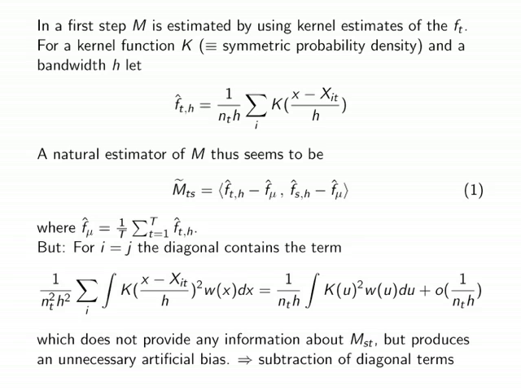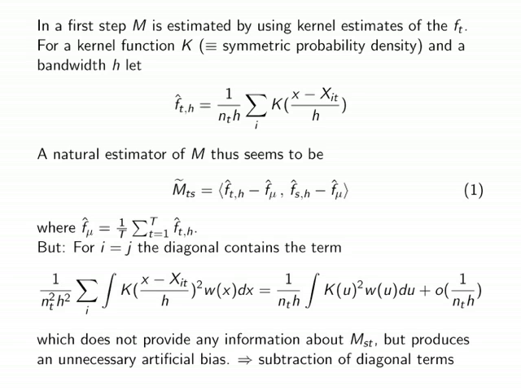Okay, so this is essentially the estimation procedure. I think I have to go a little bit faster now. In the first step, we estimate the elements of this matrix M using kernel estimates of the ft. For a kernel function k, we get f hat of t of h, depending on the kernel and the bandwidth h. We construct kernel estimates of the individual densities for each t. Then a natural estimator of this matrix of functionals M is to integrate over the values of the f hat of t.